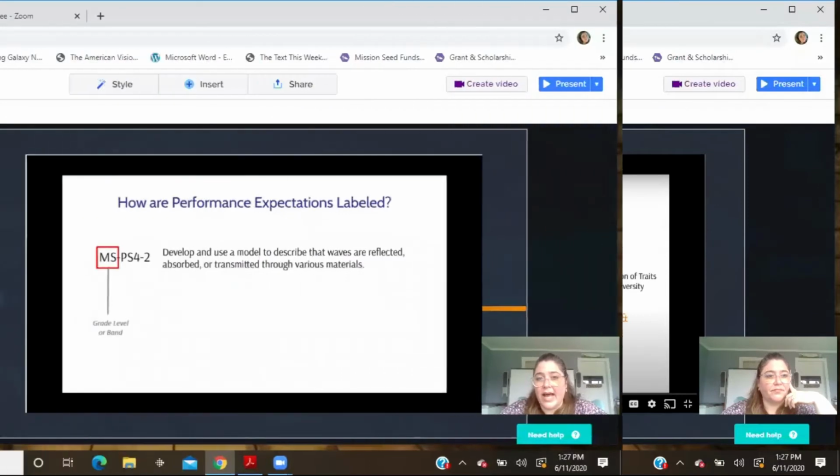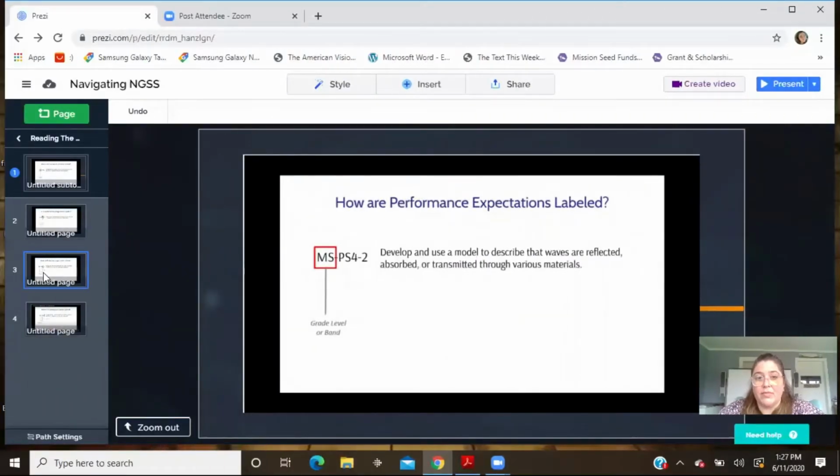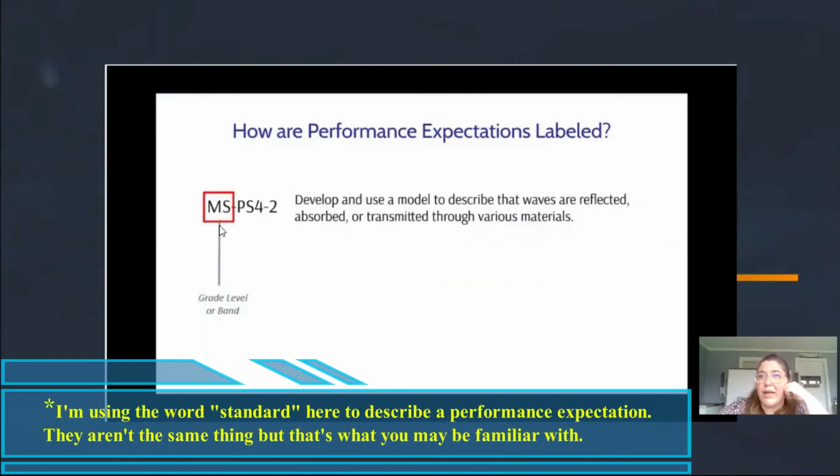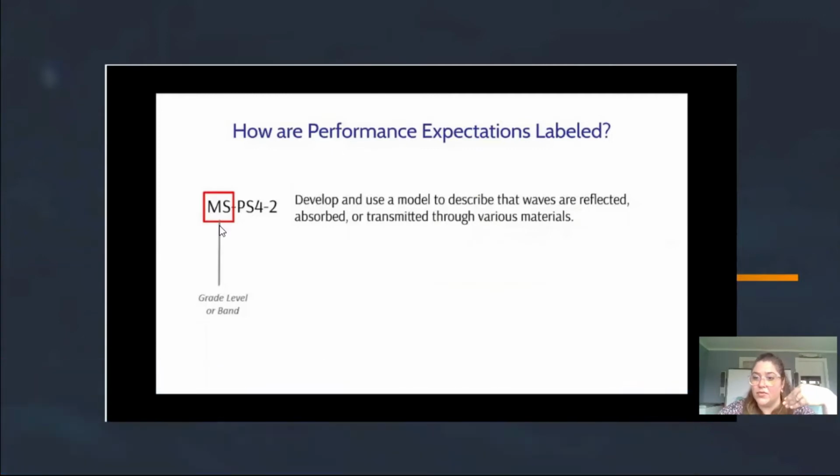So now we're going to look at how the performance expectations are labeled. So I told you that right here we have a grade level or a band. In this standard, it says MS, so that stands for middle school. The middle school band is 6th through 8th grade. So it's really not what you're doing in 6th, what you're doing in 7th, and what you're doing in 8th, but it's really what are they going to master between those 3 grades. So that's why it's considered a grade band.